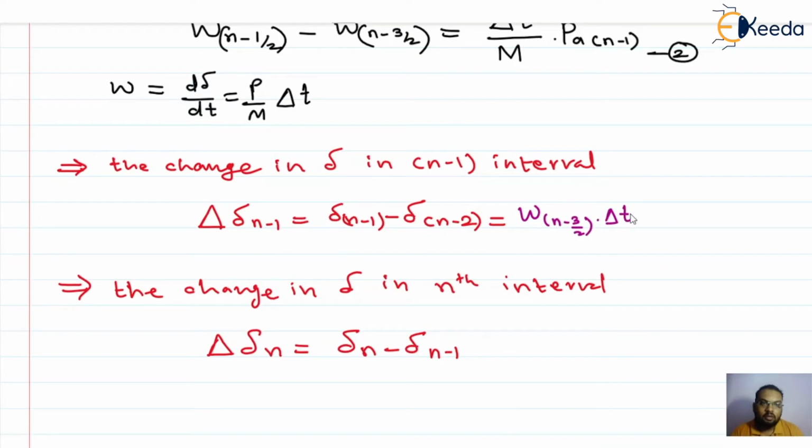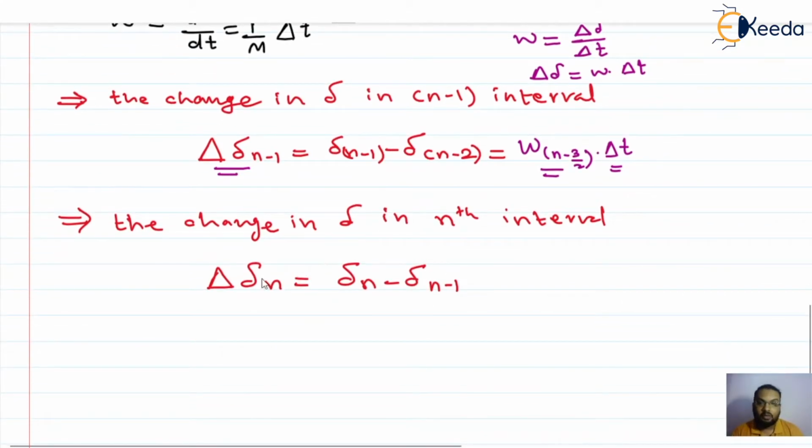multiplied with the time. Because the angular velocity is nothing but the change in rotor angle with respect to the change in time. So I can write that the change in rotor angle will be nothing but velocity into time interval.